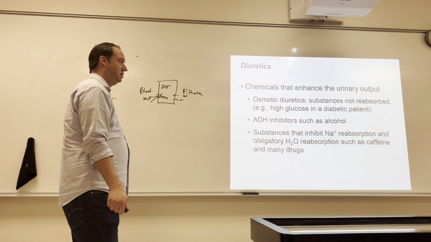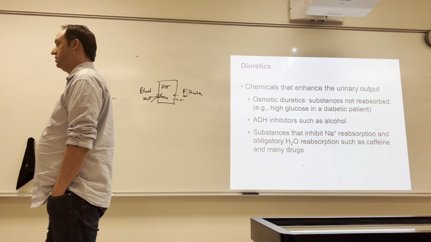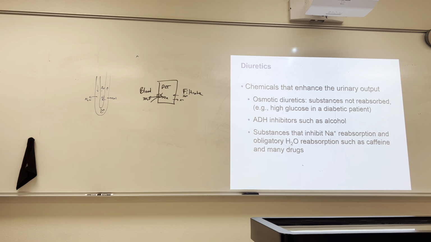Caffeine is a diuretic. Caffeine inhibits that obligatory water reabsorption and sodium reabsorption. There's a lot of other things that will do this as well. It makes you pee a lot though, right? Yeah. So antidiuretic hormone opens the channels. Alcohol prevents that from happening. So the water has to stay inside.